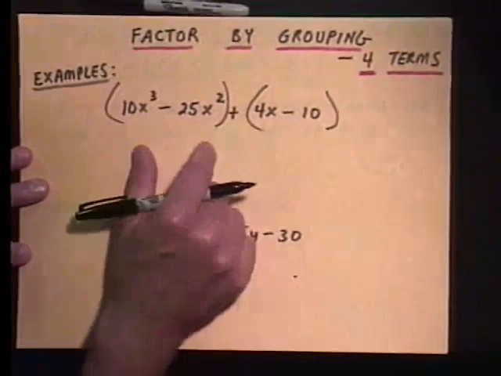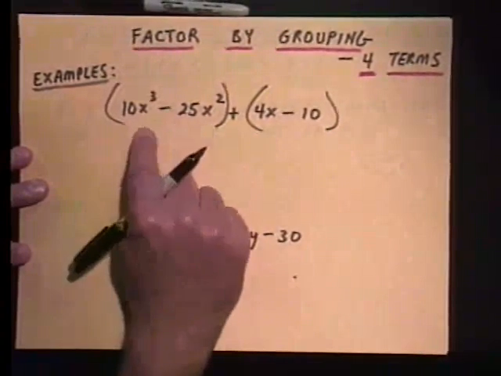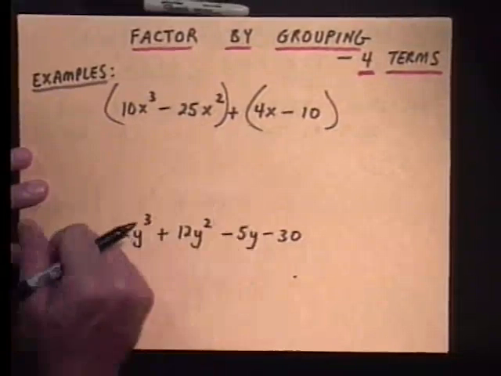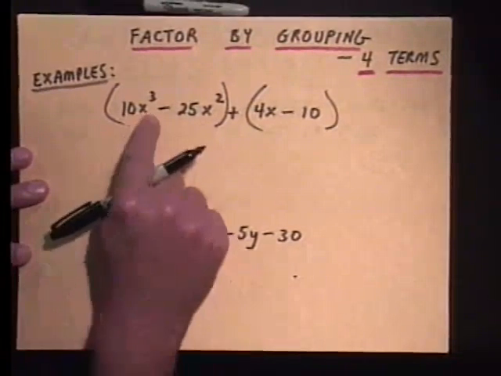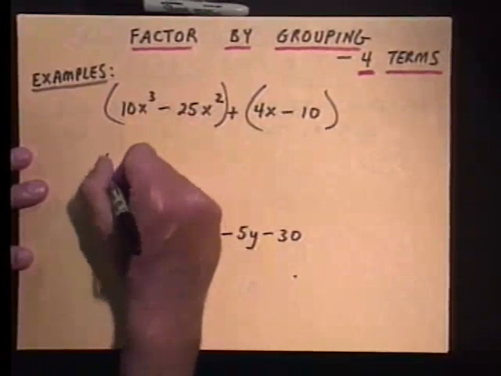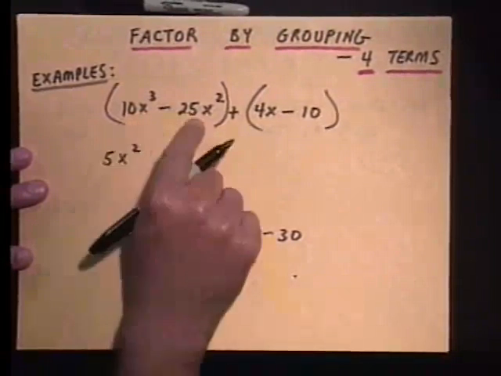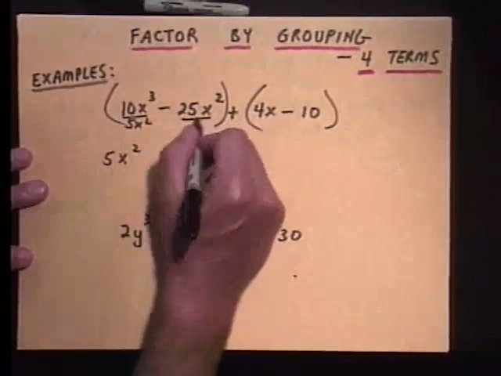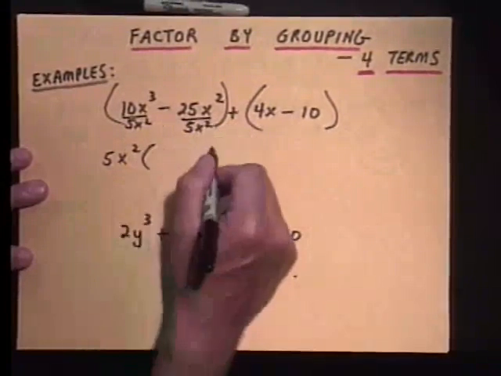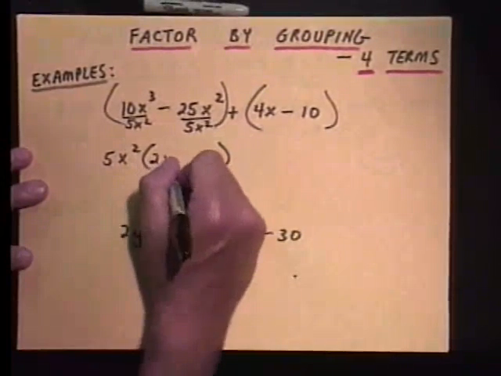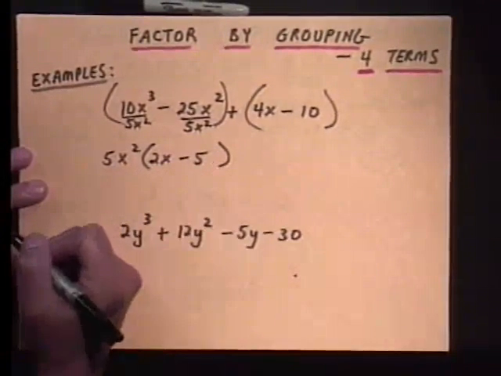Right. Now, what I'm going to do now is, what do these first 2 terms have in common? I'm going to take the greatest common factor of these first 2 terms out. And I think if you've been practicing some we've been talking about in the past, you would say, well, gee, Young, it looks like a 5x squared comes out of each one of these. And when I take that 5x squared out and divide each term by it, what's left in here? Well, I'm going to be left with 2x minus 5.